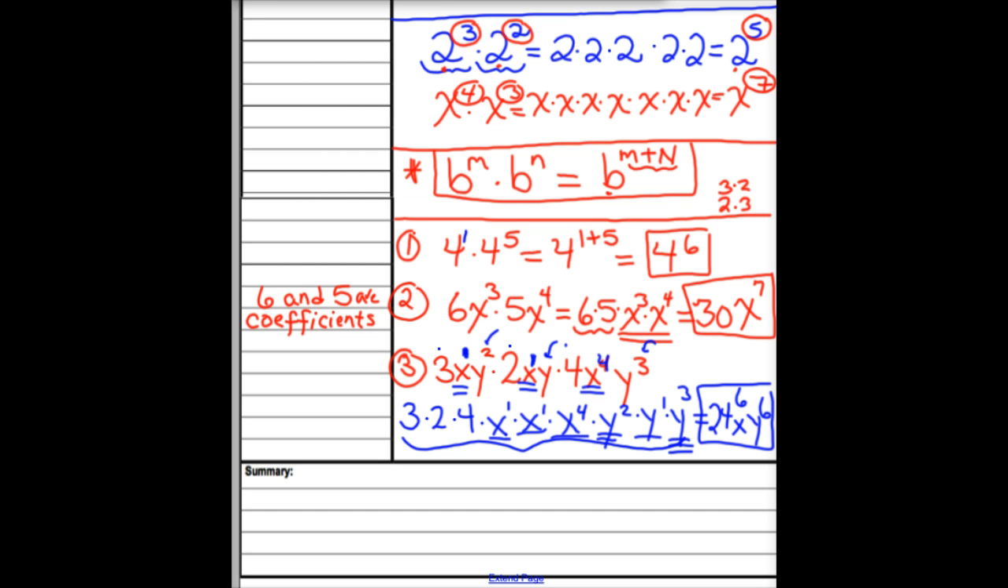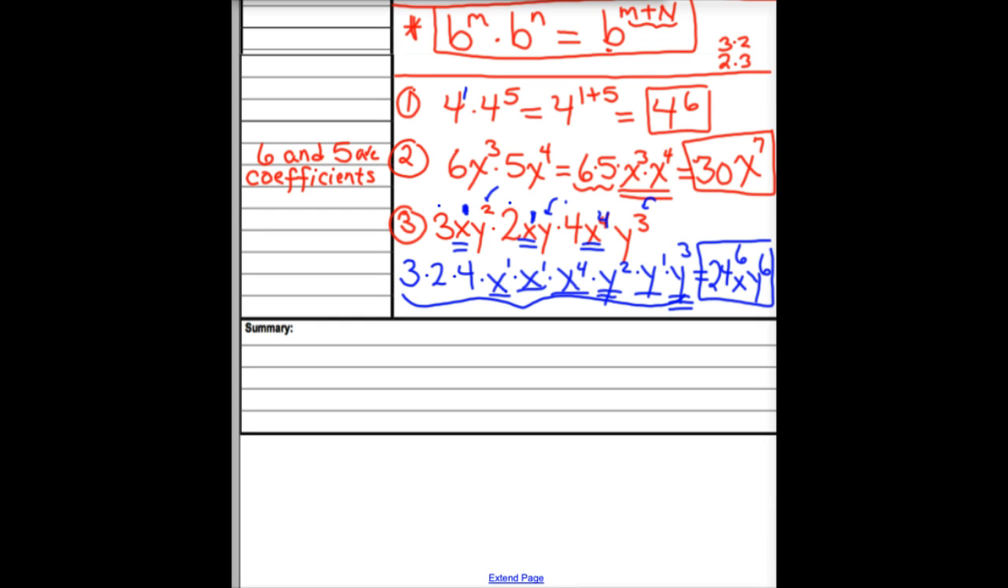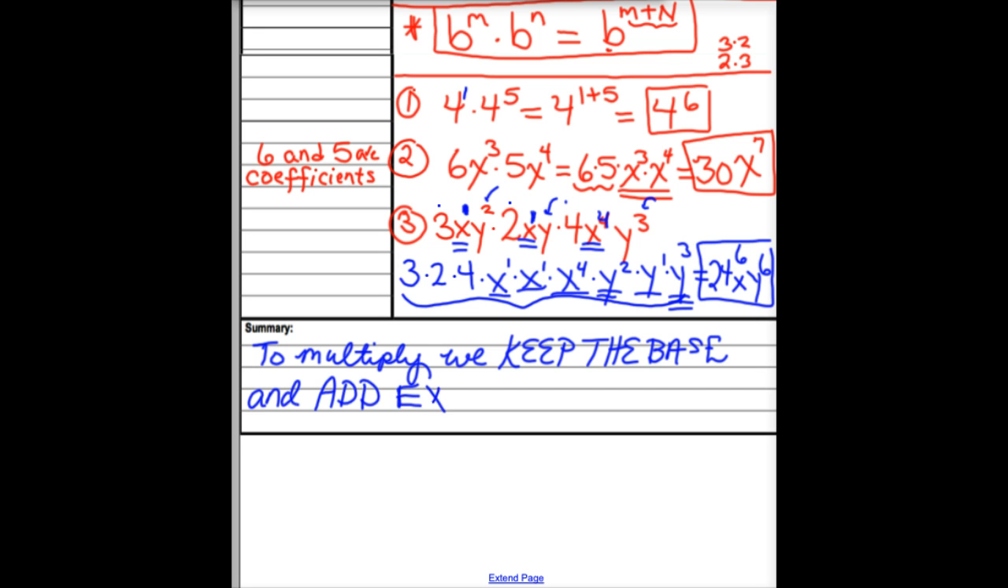So the summary for this, which for a while I'll be writing the summaries for you, after a while you'll be writing them, really what we do is to multiply, and basically, it's terms that have a common base. I'm not going to write that all out. But to multiply, we keep the base. So make sure you don't multiply those. So we keep the base, the common base, and we add the exponents.